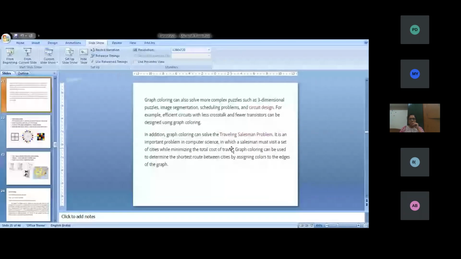A salesman must visit a set of cities while minimizing the total cost of the travel. So you have to visit the cities at a low cost. Graph coloring can be used to determine the shortest route between the cities by assigning colors to the edges of the graph. So in the traveling salesman problem also we are using graph coloring. In graph coloring, we are not giving the same color to adjacent cities. That's the difference.